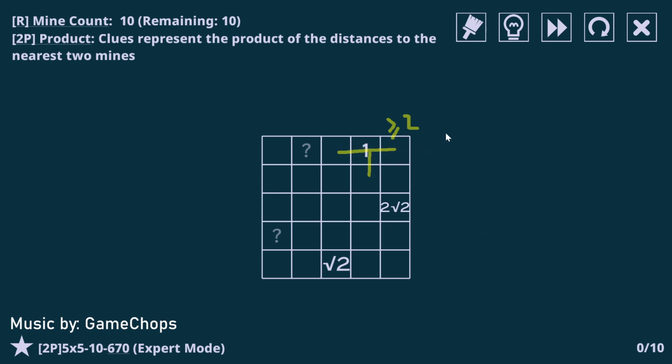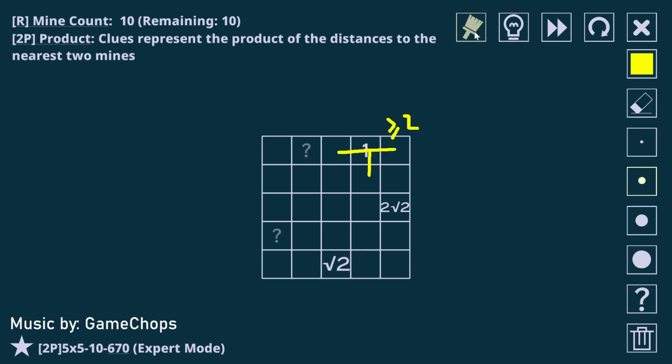But okay, that's a simple case. The root 2, is root 2 always 1 times root 2? How else would you make root 2 exactly?